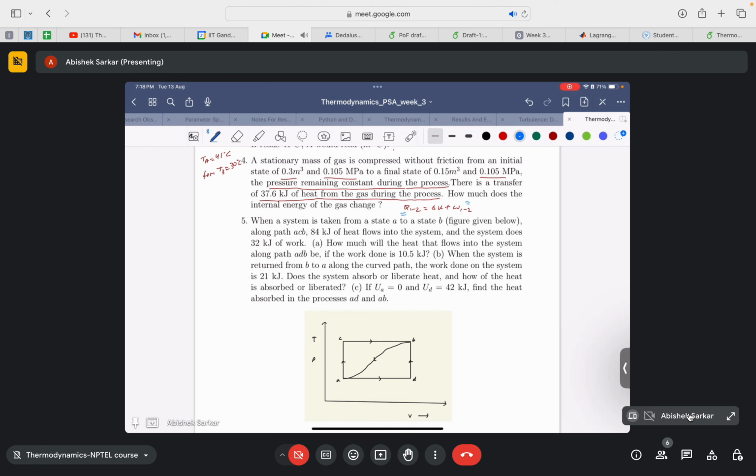Let's say I will wait for 3 minutes. It's a constant pressure process, so work done would be given by P times (V2 minus V1). You can use this equation, find the work done, and then tell me the value of delta U. Very simple, and Q is already given. I'll wait up to 7:21 and then go through the solution and then try the next question.